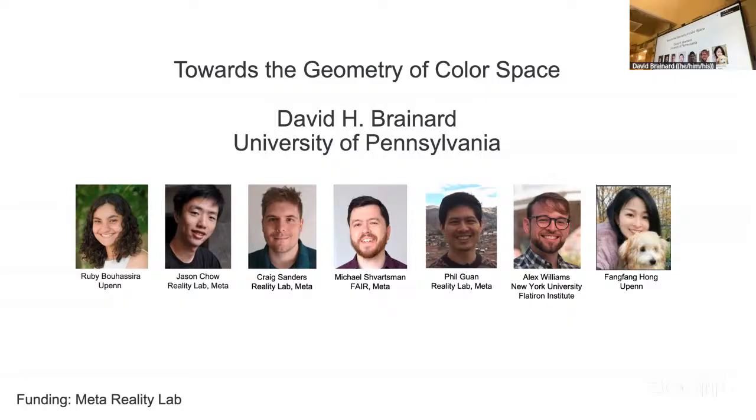So this is a really useful toolbox. Be a good thing to look into if you haven't looked at that already. So David today is going to be talking about his work on the geometry of color space.